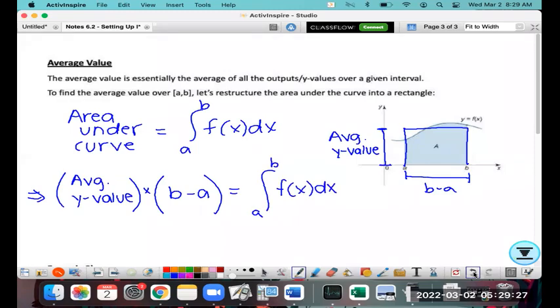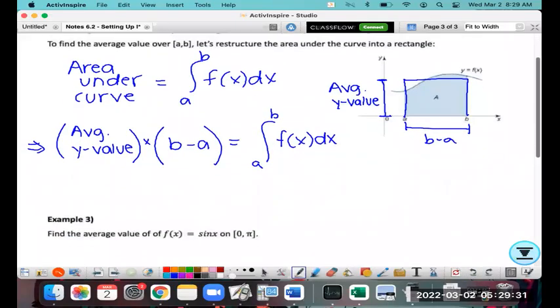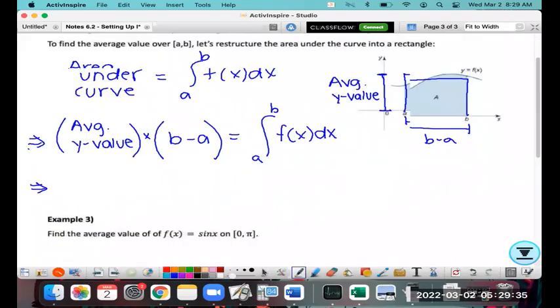Let's pretend that we did it perfectly. So if I want to get the average y value only, I could just divide b minus a to the other side. Now, remember, this is just a coefficient, so I can put this in front of the integral. And if I'm dividing that to the other side, it would essentially just be 1 over b minus a.